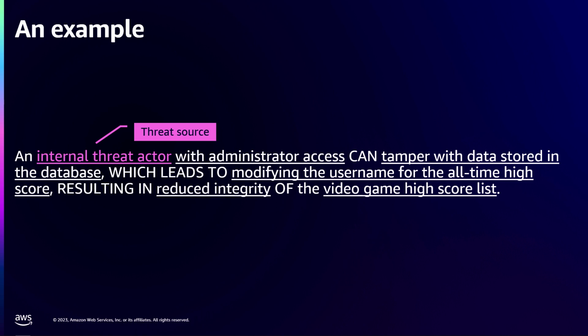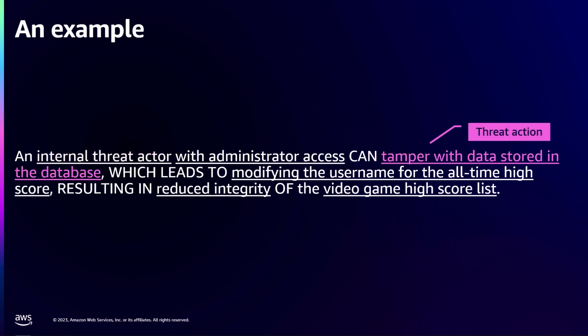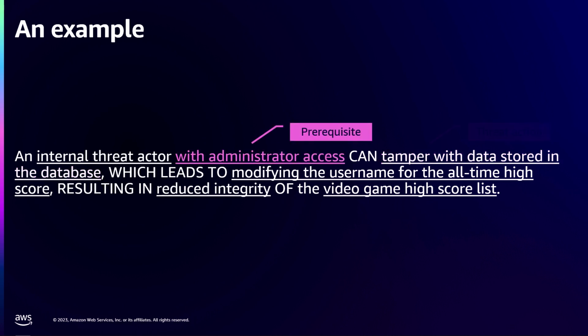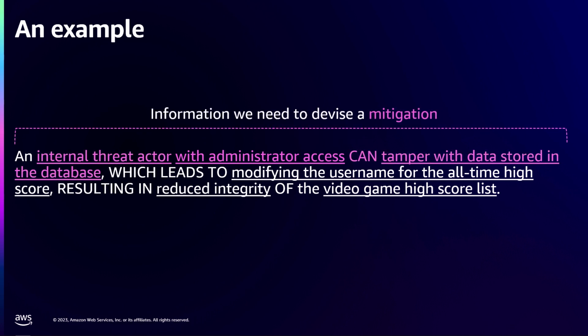Let's start with our threat source. This is our internal threat actor. And the action that they're taking, the threat action, is tampering with data stored in the database. Over here, we have a prerequisite. The prerequisites are the states that need to be true in order for the threat action from the threat actor to be viable. The combination of what we've read so far allows us to devise a mitigation. There's sufficient information in there for us to reasonably come up with a mitigation for this threat.